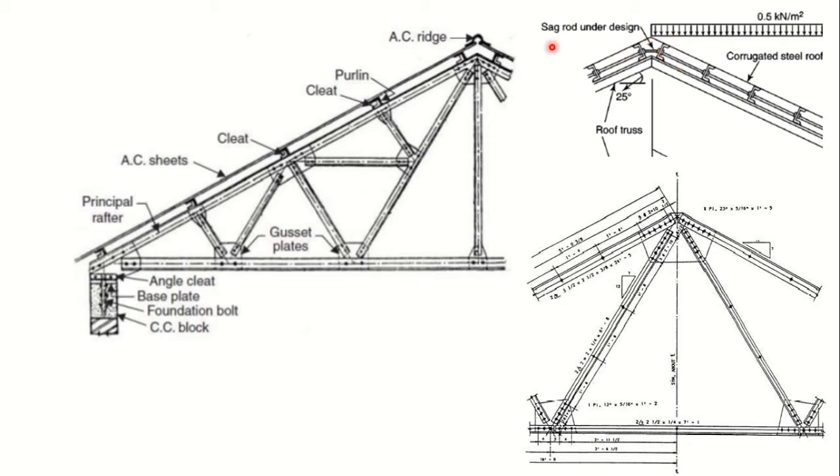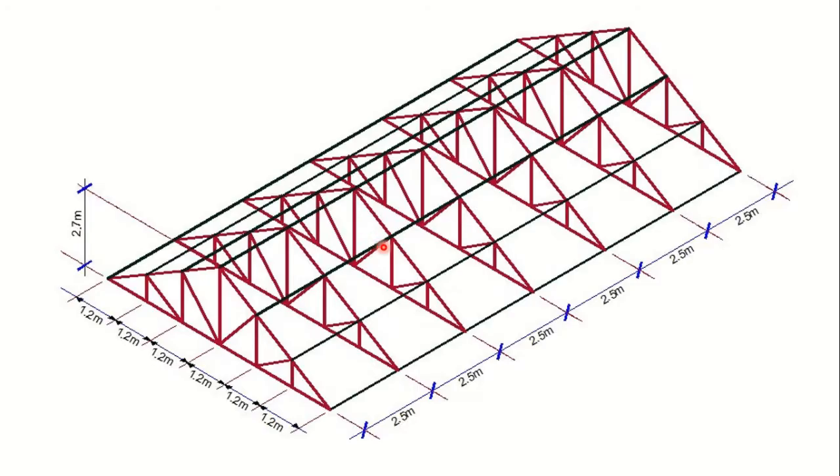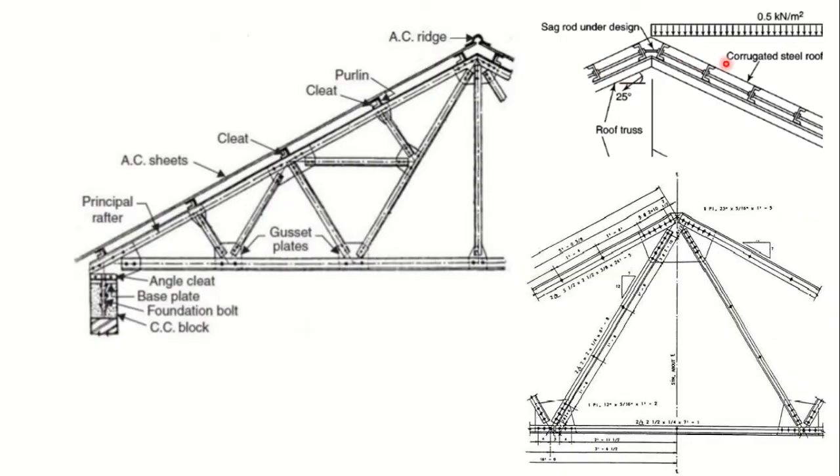This is a sag rod which is mentioned over here. It is mainly used for preventing the buckling of the purlins. If the spacing between the trusses is large, the purlin span will increase and they will be subjected to buckling. So to prevent that buckling, to cut the effective length of the purlins, the sag rod is provided. That is just for information.